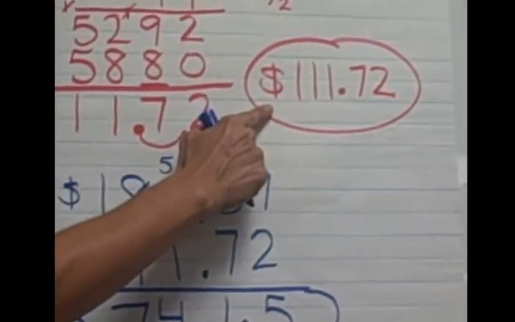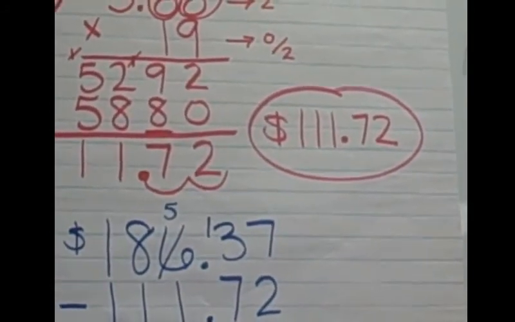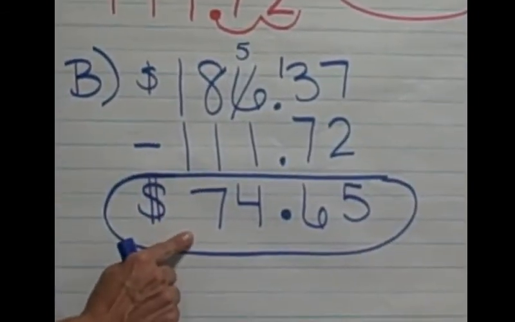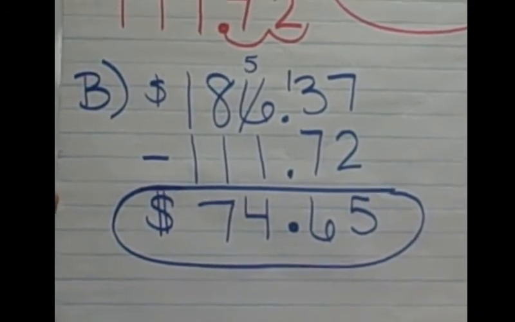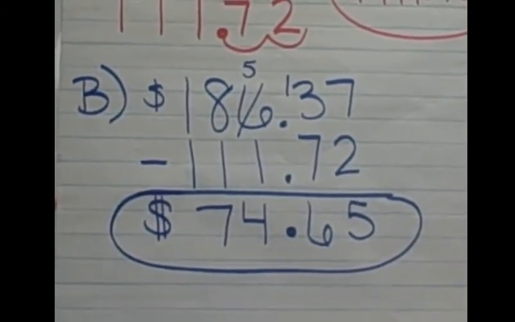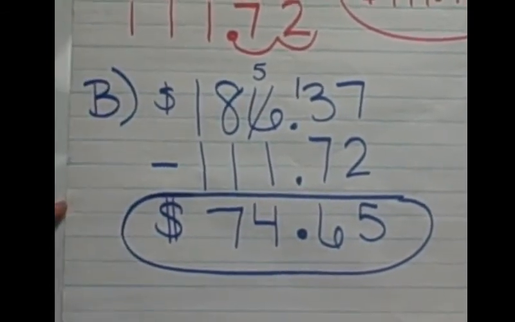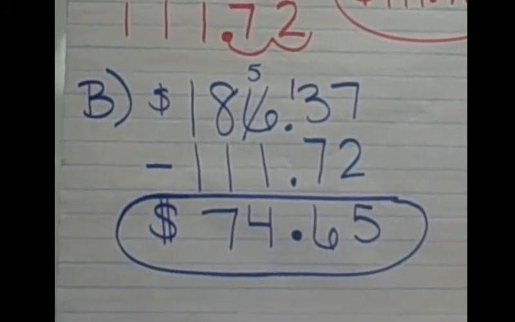Okay, so let's go ahead and recheck. A, your answer was $111.72. B, my bill would have been $74.65. I hope that you see how the skill of multiplying and subtracting decimals can come into your real life.